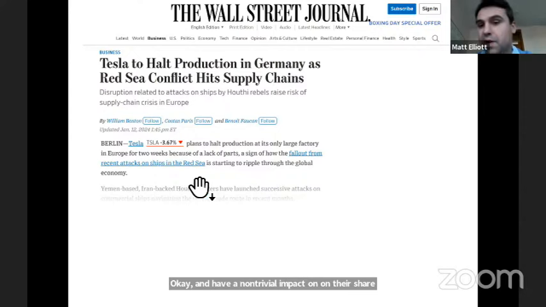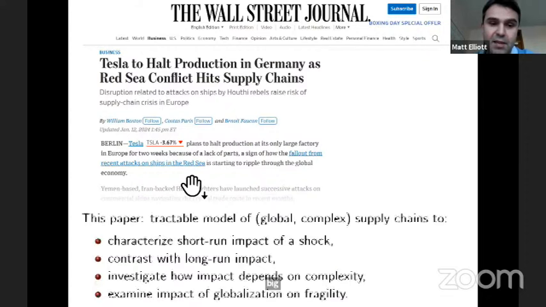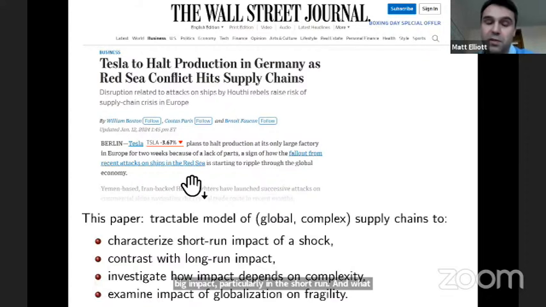So what I want you to take away from this example is that the inability to source certain parts can have a big impact, particularly in the short run. And what we're going to try and do in this paper is to provide a very simple, tractable model of global supply chains, but one that's going to enable us to think about how the structure of supply chains matters, particularly in the short run.